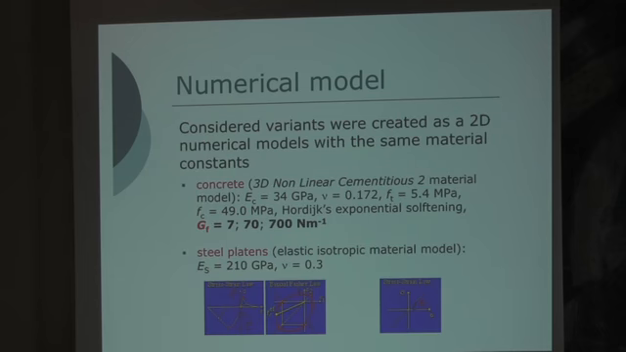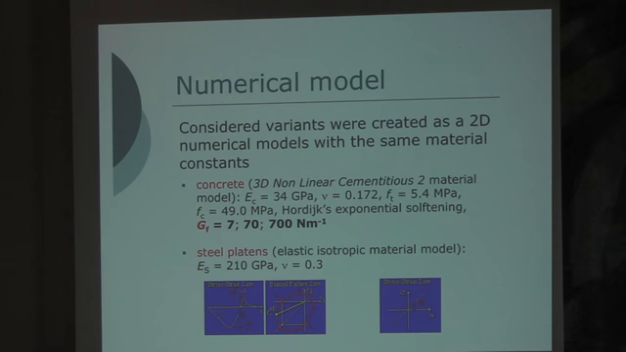So all models were created as plane models with the same material constants. For the quasi-brittle material, we chose the 3D Nonlinear Cementitious 2 material model, which is in the library of this software. We chose the material properties like the study from Hoover and his colleagues.